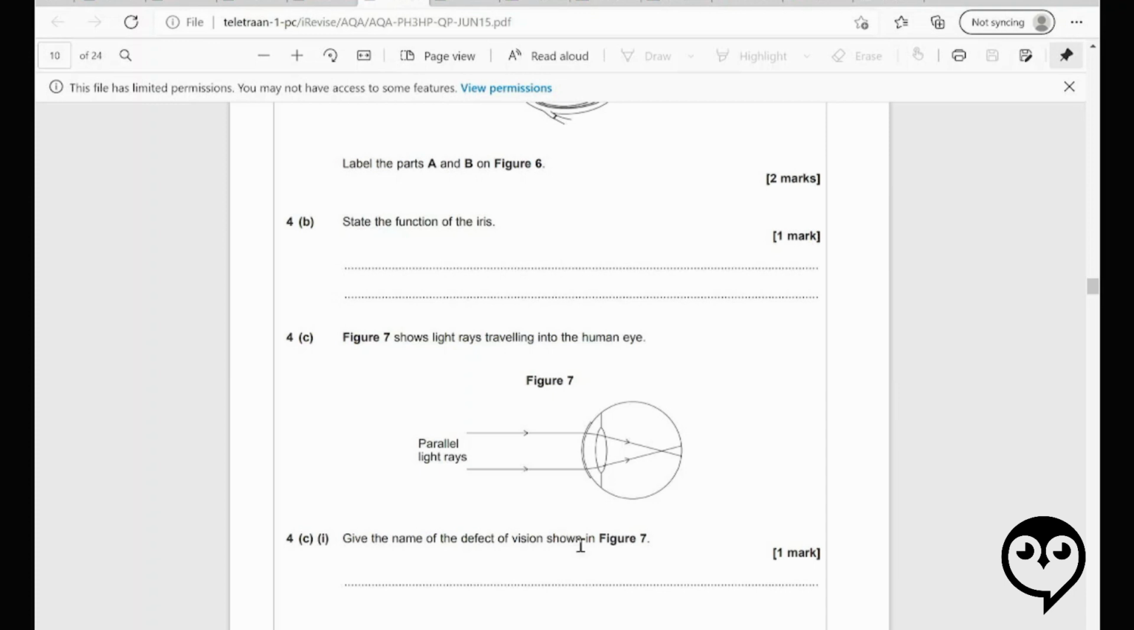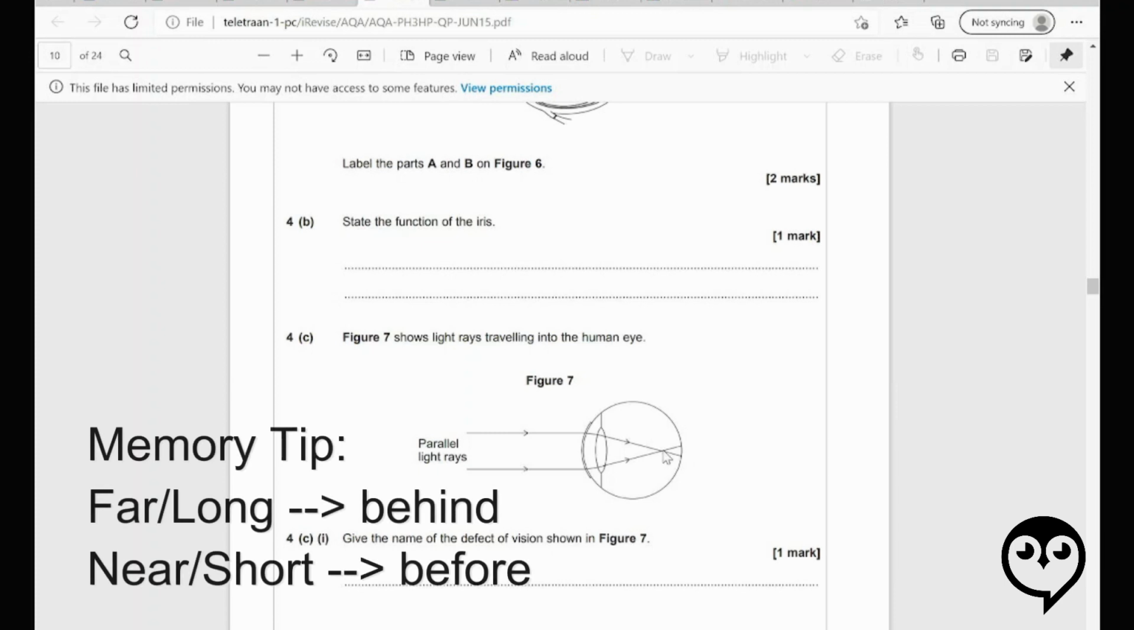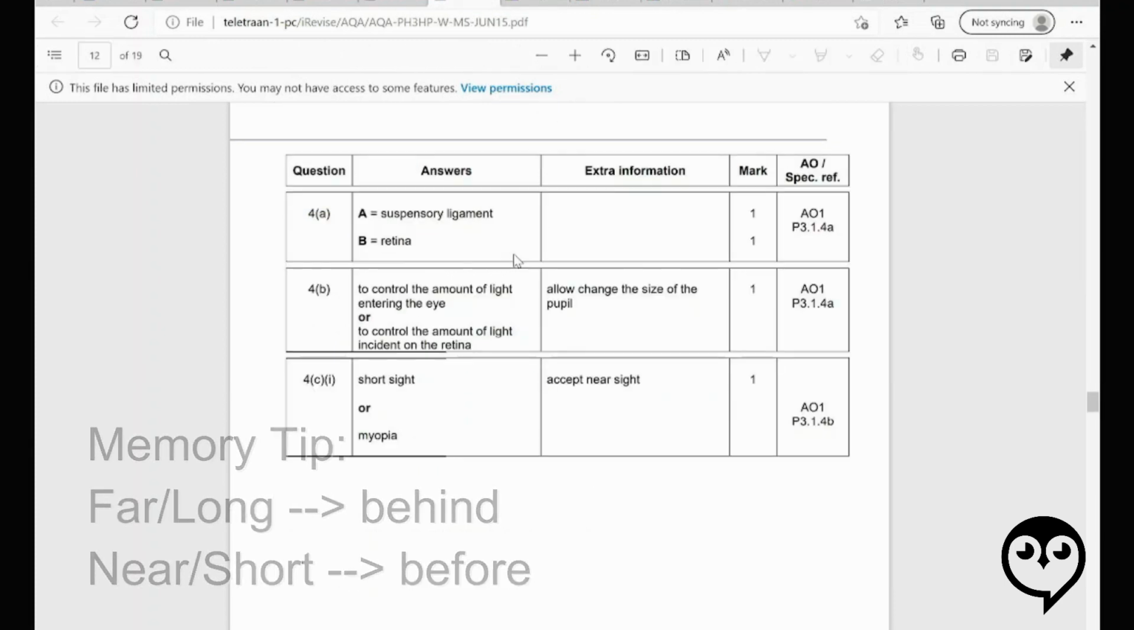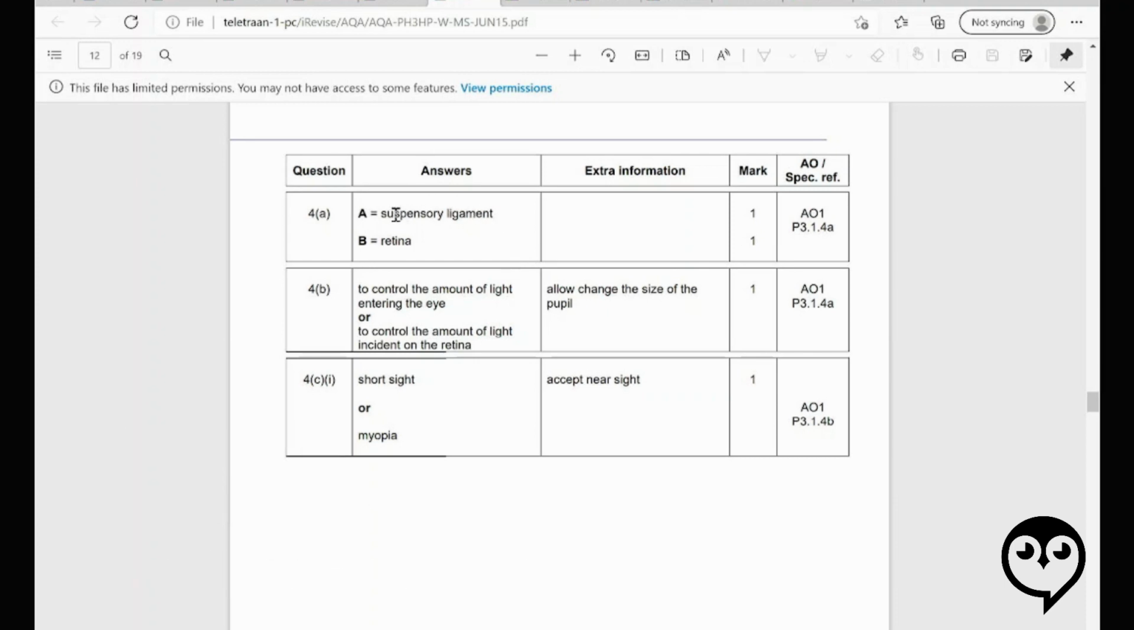What's the name of the vision defect? Okay, we've seen this a few times. The image is being formed before the retina, so if memory serves me correctly, that is short-sightedness. Looking at the mark scheme, suspensory ligament.